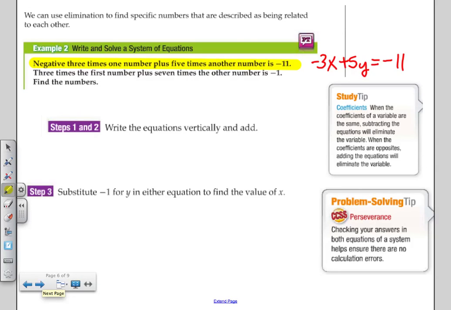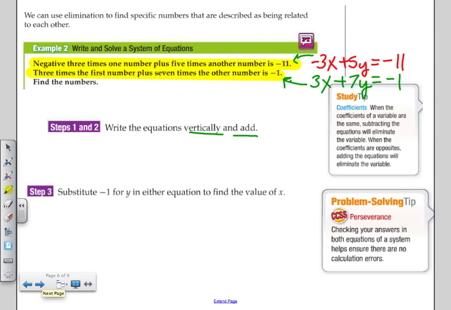And then our second sentence says also that 3 times the first number, 3x, plus 7 times the other number, y, is -1. So that is that one, and that is that one, okay? Now we have to find the numbers that work for that. So we're going to write them vertically, and then we're going to add.